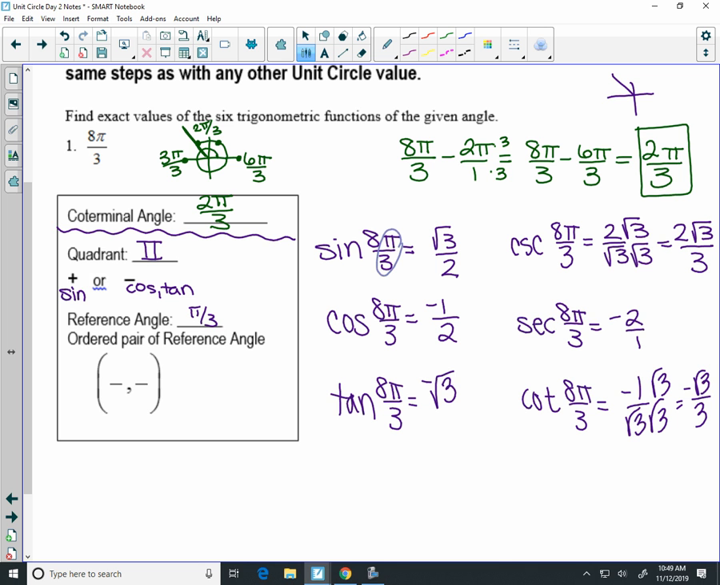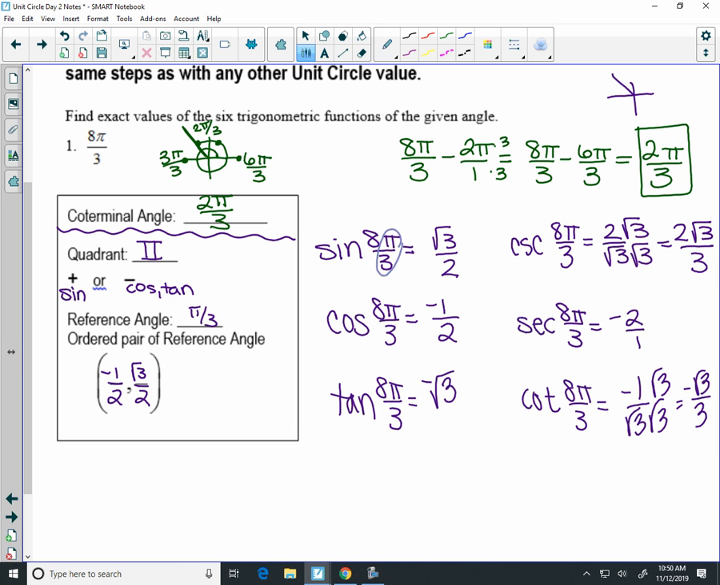I can't leave this ordered pair over here. This was negative 1/2, radical 3 over 2. You can leave it if you're using it. I just feel that anything like that.